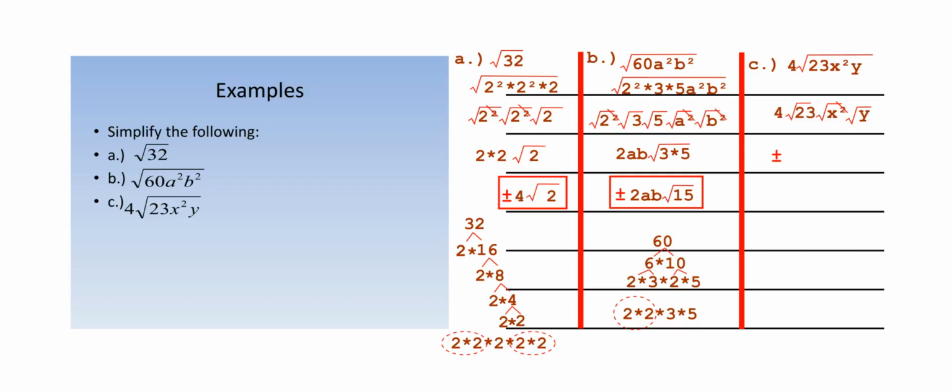So let's bring it to the front. We have 4 times x times the square root of 23y. And that's inside the radicand, square root, right? So that would be technically our final answer. We can't simplify any further. So plus or minus 4x times the square root of 23y.